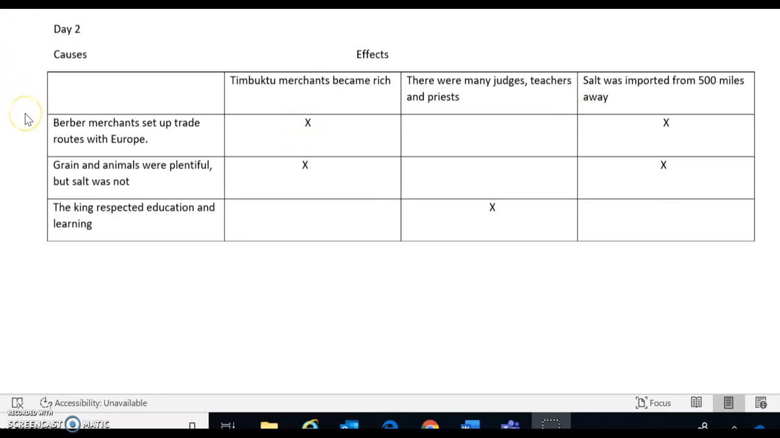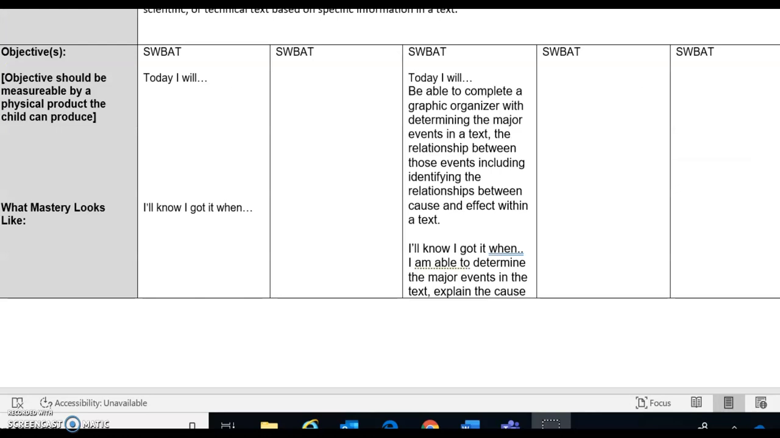So now we're going to go into our exit ticket for the day. Okay, so just to conclude our lesson, our objective for the day was to be able to complete a graphic organizer determining the major events of the text and the relationship between those events, including identifying the relationship between cause and effect within a text. And so we were able to talk about the major events in the text as well as the cause and effect relationships within the text.